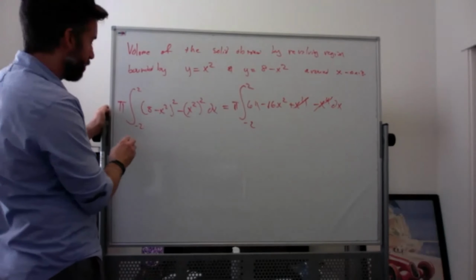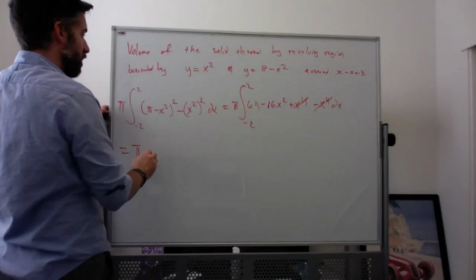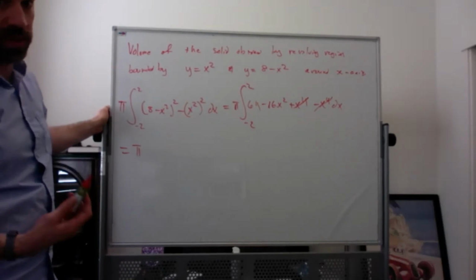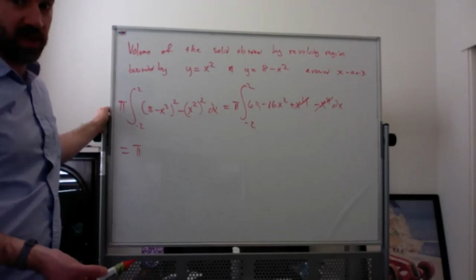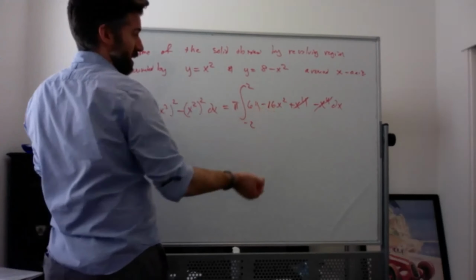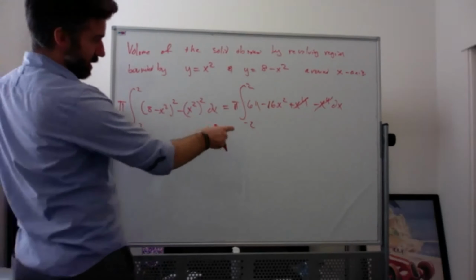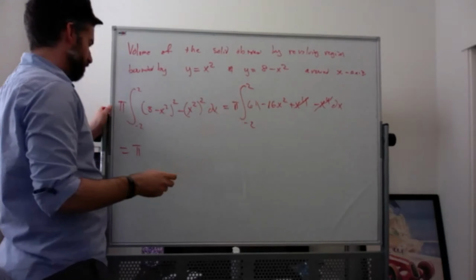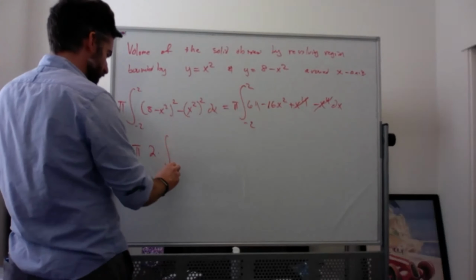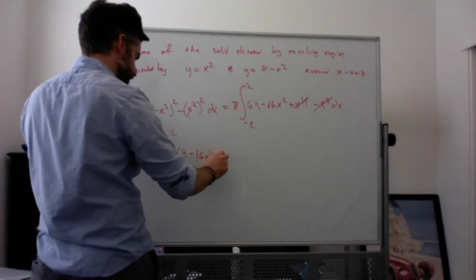And then you get pi times the integral of that. I should point out, because it's a little bit of a time saver, and you might see this in the solutions manual, that 64 minus 16x squared is an even function. Since I'm going from a negative number to the same positive number, I could rewrite this as 2 times the integral from 0 to 2 of 64 minus 16x squared.